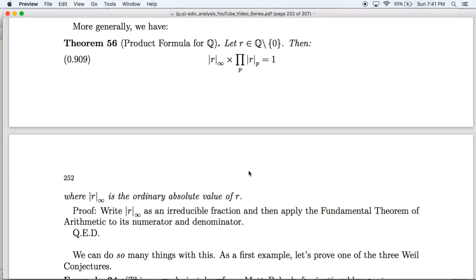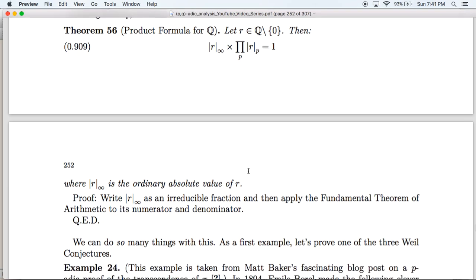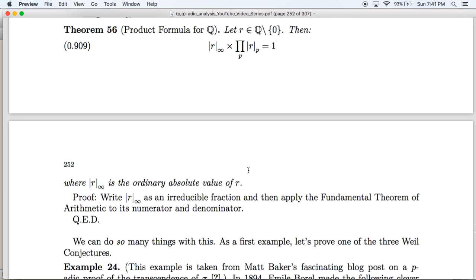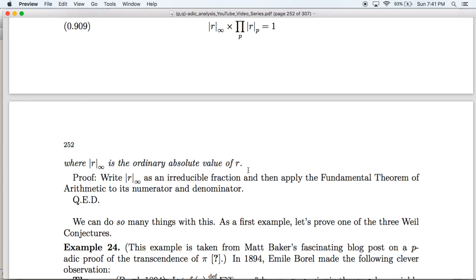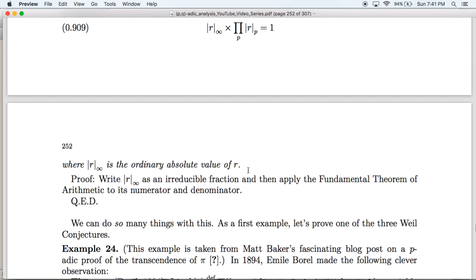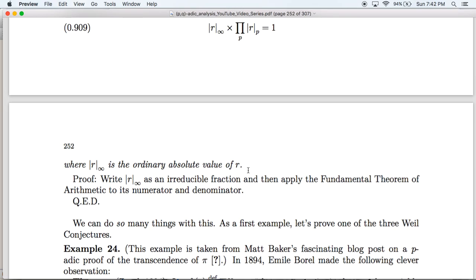So we can do so many things with this. And just as an example, this is something that I discovered while doing the research for my dissertation, and it's just fun. I'm basing this off of Matt Baker's fascinating blog post about a p-adic proof that pi is a transcendental number.